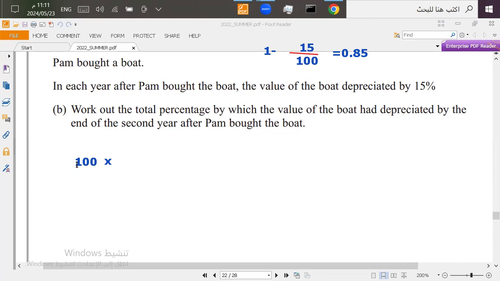So we're going to take the multiplier and multiply it by the original price. Let's say it's 100, so we're going to multiply it by 0.85. Now, this is for the first year. And for the second year, same idea, 15%. So we're going to multiply it by the same value, which is 0.85.